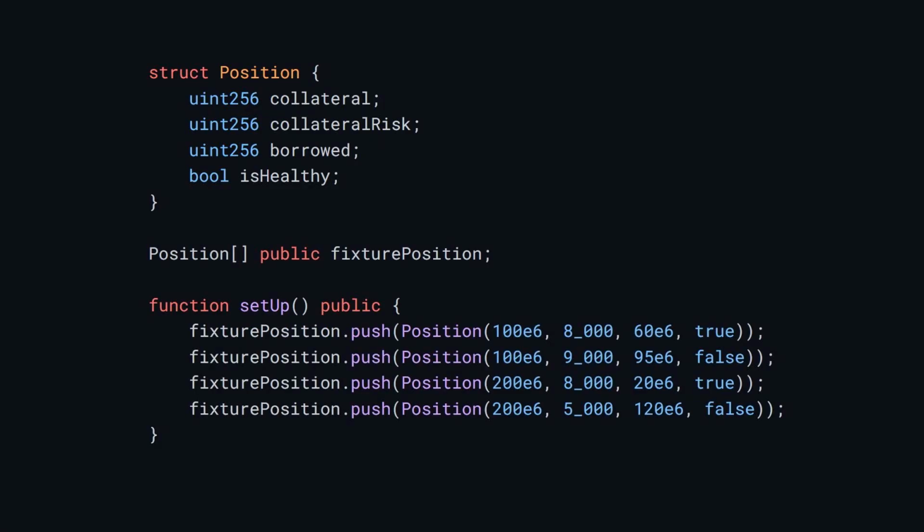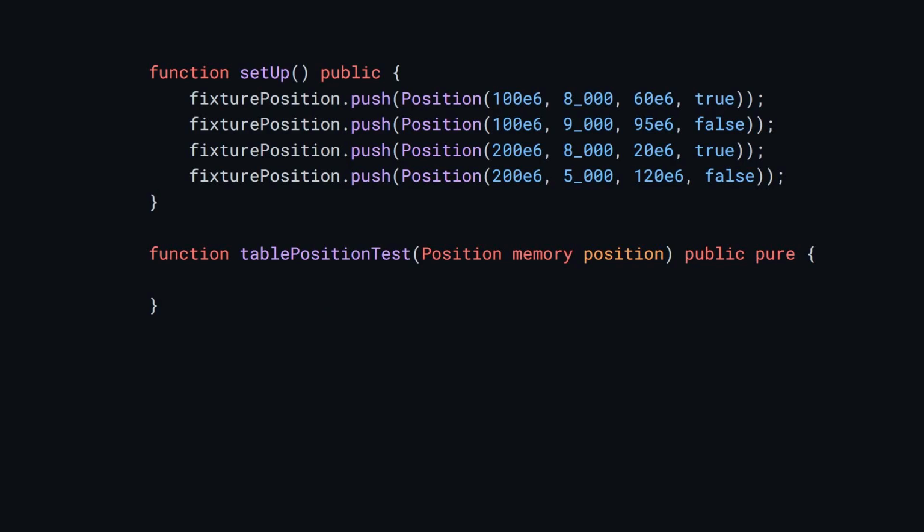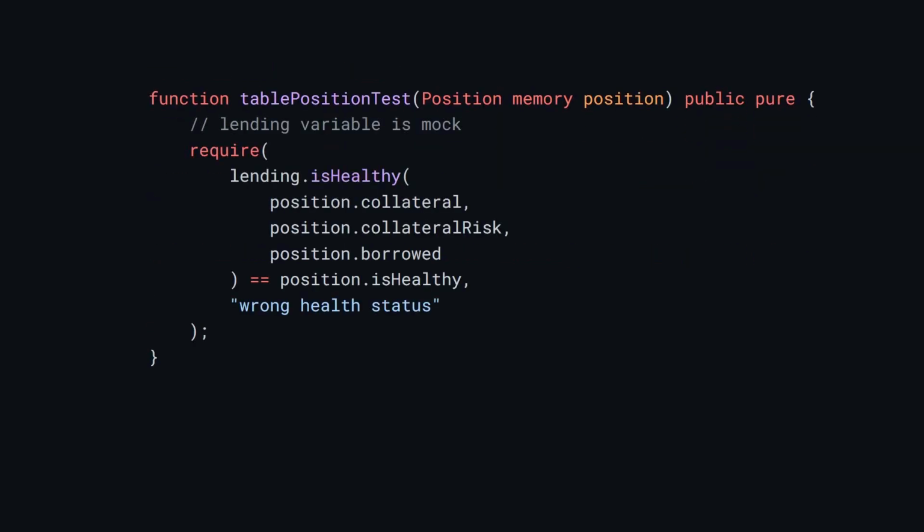By the way, this can be either a variable or a function, so don't be confused by that. Then we create the test cases in a setup function. Next, we define a special table test function. Finally, we write the condition that checks the health of the position.